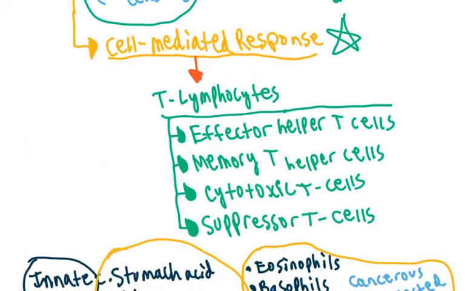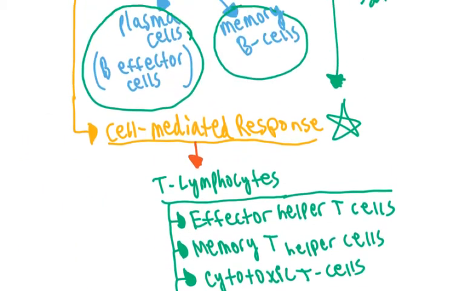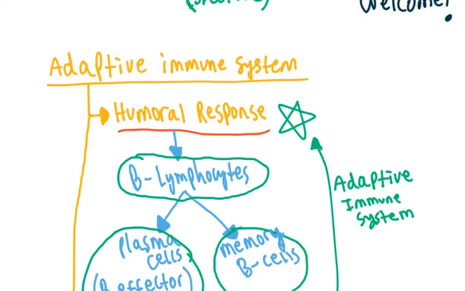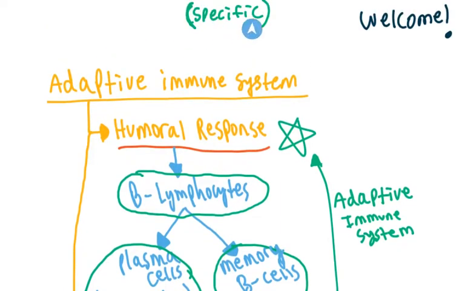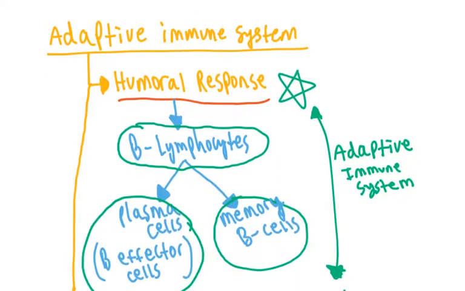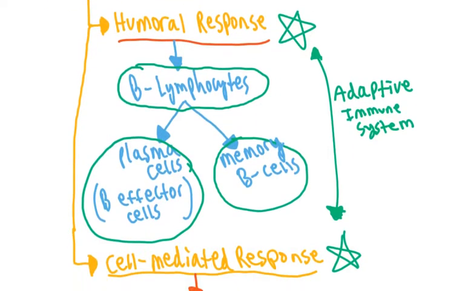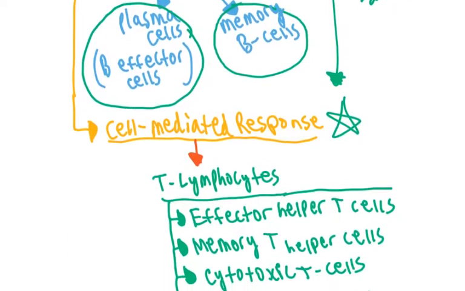And then the topic of this video was the branches of our adaptive, also called our specific immune system. Just to review before I end the video, we have a humoral response and a cell-mediated response. The humoral response involves B lymphocytes. Some types of B lymphocytes that we'll be looking into further in the immune system playlist are plasma cells and memory B cells. Another name for plasma cells is B effector cells. We'll be looking at their function later.